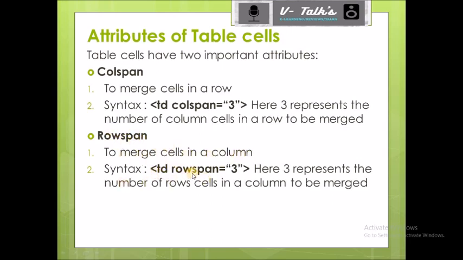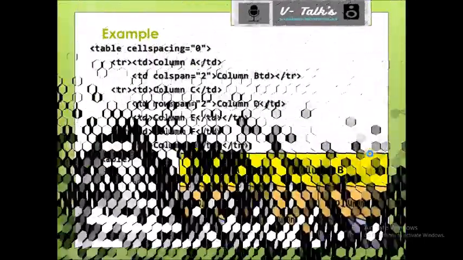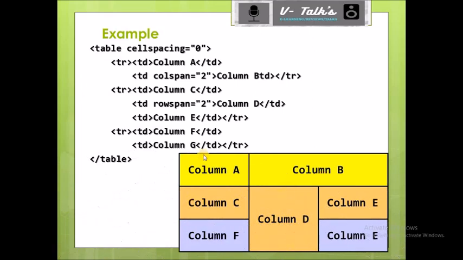The syntax is TD rowspan equal to 3. Here 3 represents the number of row cells in a column to be merged. We will see. Here we have 3 columns, and in the second column 2 cells are merged. We'll just check out this one, and do it here also.